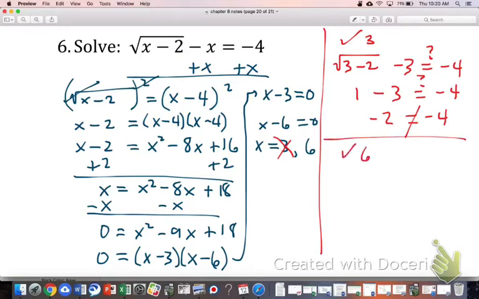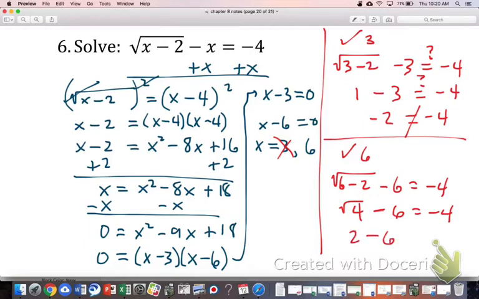So if I'm going to check 6, that would be square root of 6 minus 2 minus 6 equals negative 4. 6 minus 2 is 4. Wait, but isn't it negative? Right. 6 is right. Isn't it negative 6? No, because you add 6 to both sides. Can I finish this? So then you get 2 minus 6 equals negative 4. Hey, wait a minute. That's true. 2 minus 6 really is negative 4, isn't it? So I would say that that checks. And so that is a solution. So our only solution would be x equals 6.